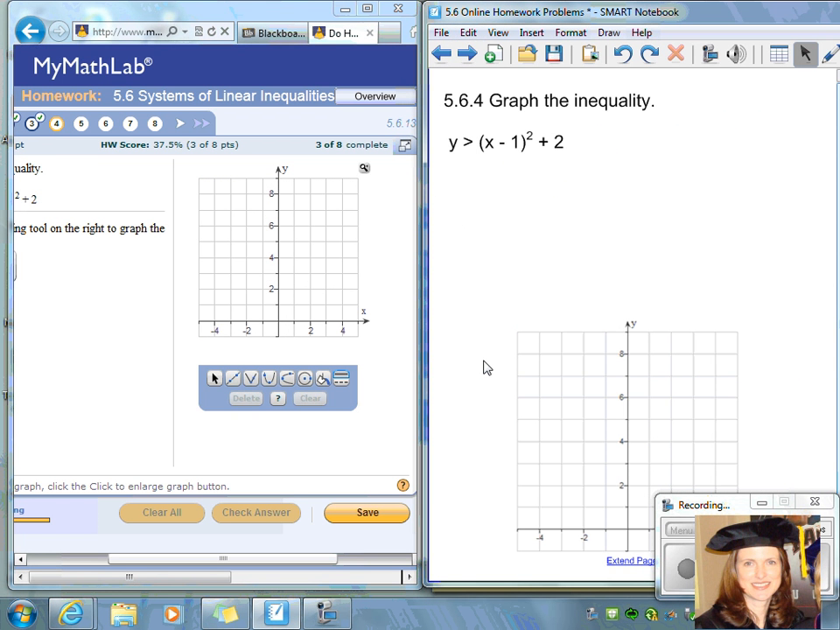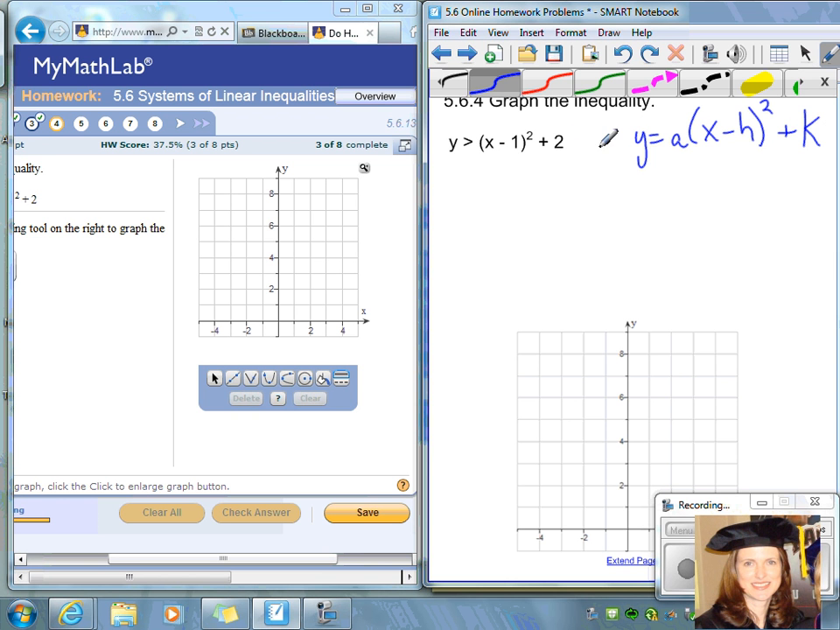For this one, we want to graph the inequality y is greater than (x minus 1) squared plus 2. Now, hopefully you should recognize that this is in the form of y equals a times (x minus h) squared plus k. The only difference is that this is a greater than sign and this is an equal sign, and we talked about how we graph these parabolas in the previous chapters.